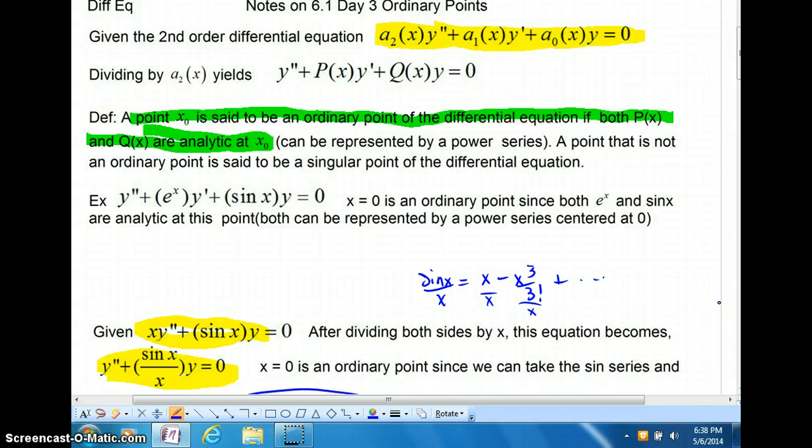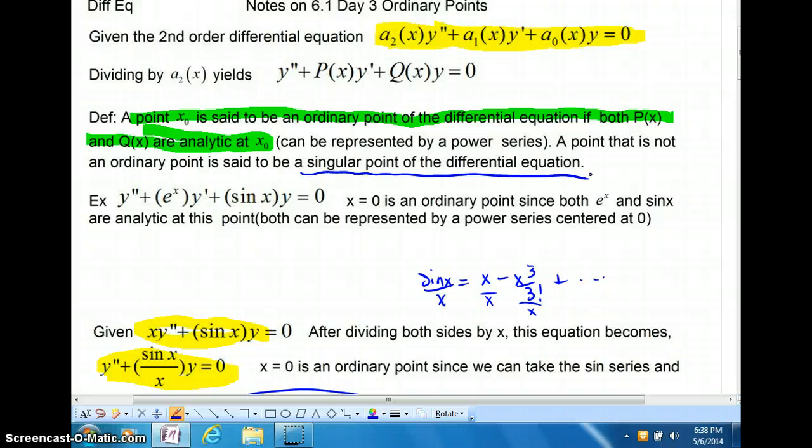A point is said to be an ordinary point if both p of x and q of x are analytic at x naught. X naught is a very important point. It means that that's where your series would be centered. Analytic means P and Q can be written as a series centered at x naught. A point that's not an ordinary point is said to be a singular point of the differential equation. The singular point is something we're going to study in great detail in our next section in 6.2.